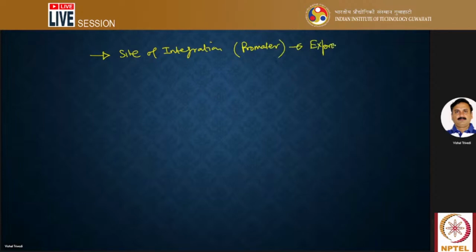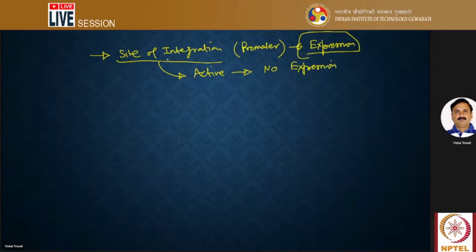So if you are going to use a promoter which is not very good, or the site of integration is putting the gene into a part of the genome which is not very active, then there will be no expression of the gene. For example, if you put the gene into a part of the genome which mostly remains dormant, or mostly remains in heterochromatin, then even if you have the gene, it may not get activated, or it may not get transcribed, and that's how it may not express.